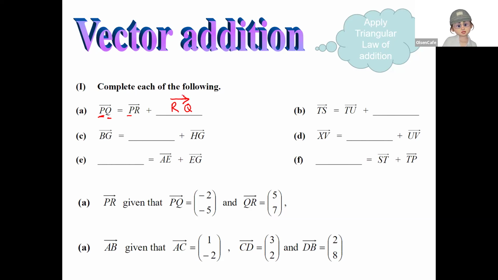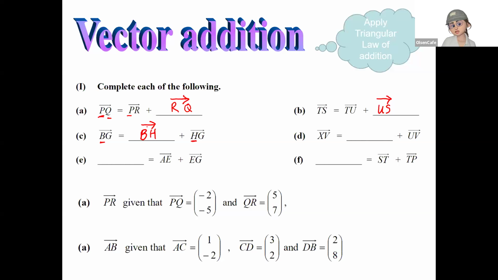If you look at B, I have vector TS equals TU plus US. In this case, the intermediate point is U and the ending point is S. So this is easily done. If you take a look at BG, I will need to identify the starting point, which is B, and then the intermediate point. In this case, I get the clue from here, which is H. So I know it is BH plus HG. So this will be the vector addition.